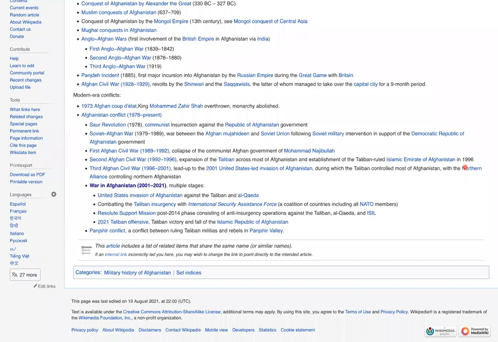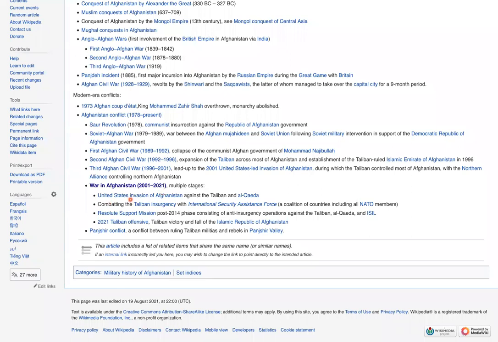The Third Afghan Civil War, 1996 to 2001, which led up to the 2001 United States-led invasion of Afghanistan, during which the Taliban controlled most of Afghanistan with the Northern Alliance controlling northern Afghanistan. Then we have the war in Afghanistan from 2001 till 2021 in multiple stages.